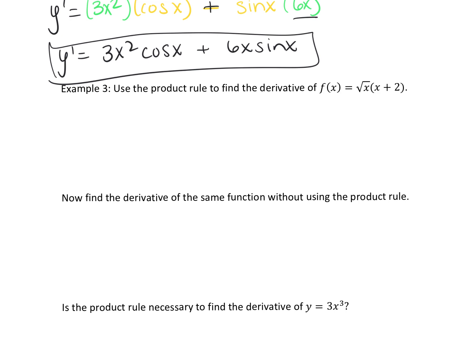Okay, example 3. We are going to do this function. This is my first function. I'm going to rewrite this function as x to the negative 1/2, positive 1/2, okay?